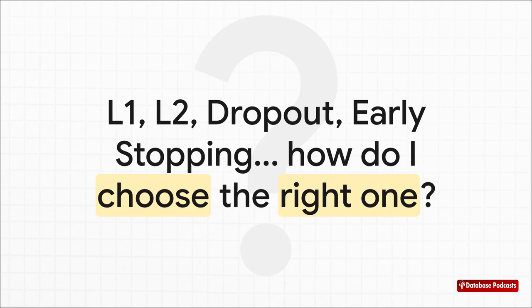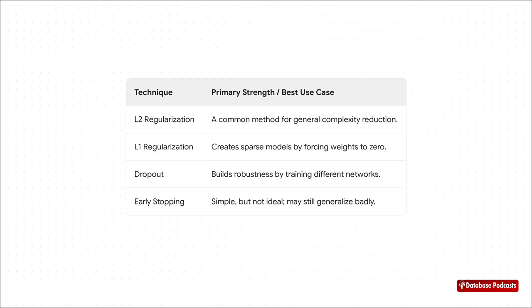Wow, okay, we have covered a lot. We've talked about 2 different ways to tax our weights, a way to randomly shut off neurons, and a way to just stop training at the perfect time. So the big question is, how do you know which tool to pull out of the regularization toolbox for your specific problem? Think of this table as your little cheat sheet.